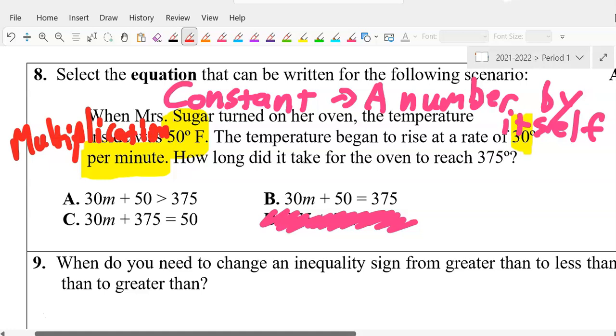It's going to be 30 times the number of minutes, meaning next to a variable. Yeah, if you want to write a sentence, that means next to a variable, write it down.